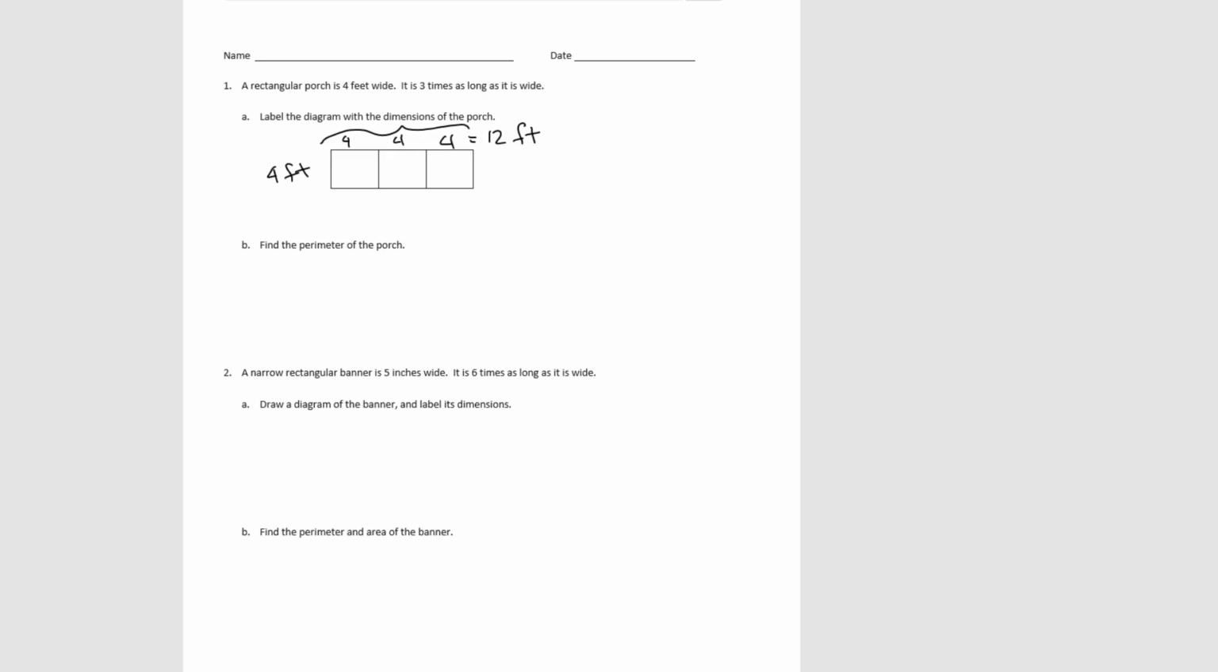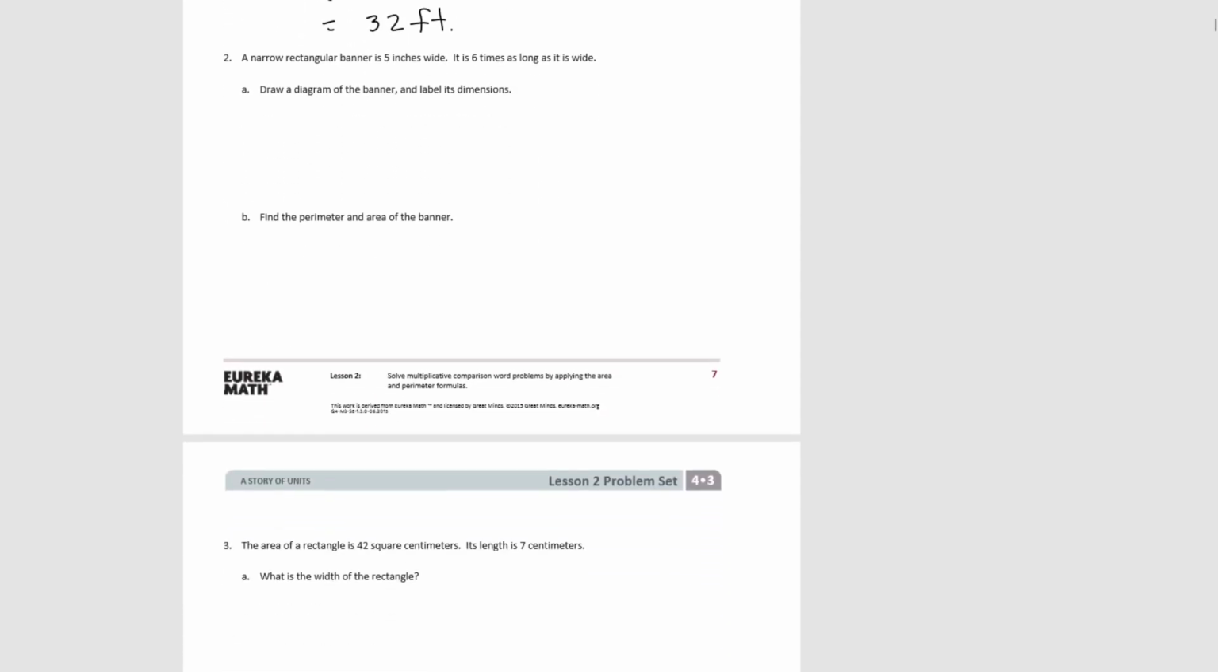And then to find the perimeter, if this side is 12, this side would also be 12. If this side is 4, this side would also be 4. So we can add together the sides. 12 plus 12 plus 4 plus 4. 12 plus 12 is 24. 4 plus 4 is 8. So altogether, our perimeter is 32 feet. You pause the video and try number 2.